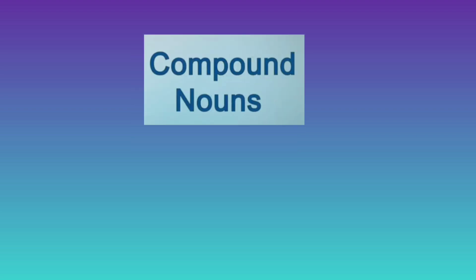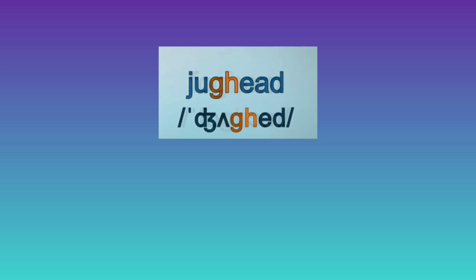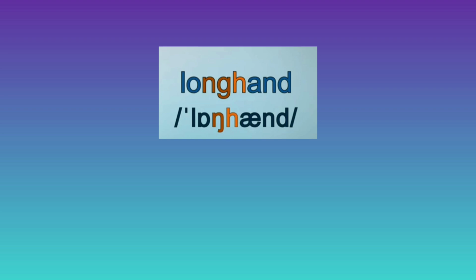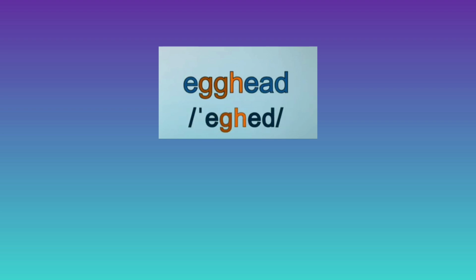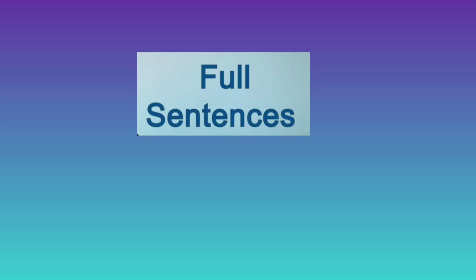Let us move to the compound nouns. Here are a few examples. Compound nouns are two separate nouns. You can clearly hear the sound of the hard G and the letter H. Foghorn, jughead, longhand, egghead, big-headed.